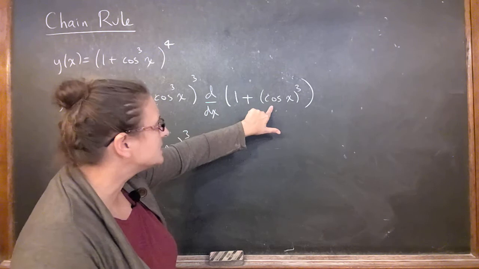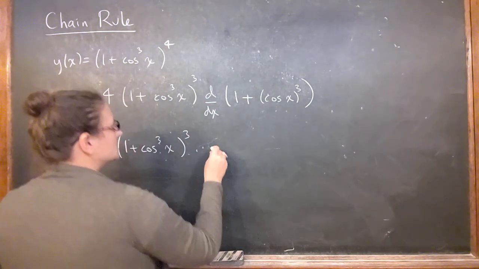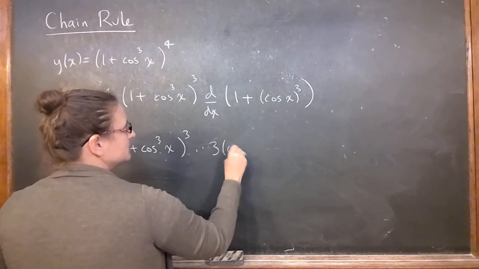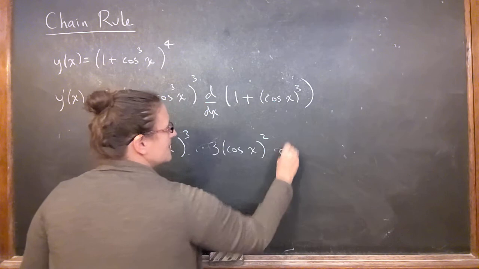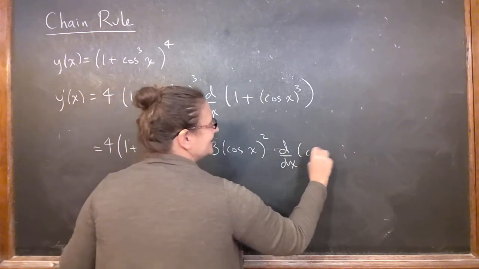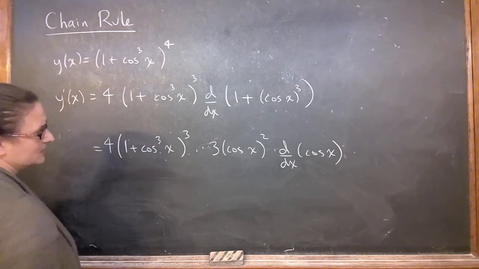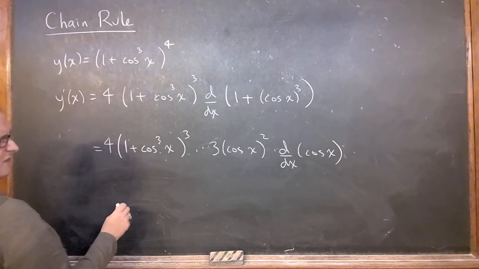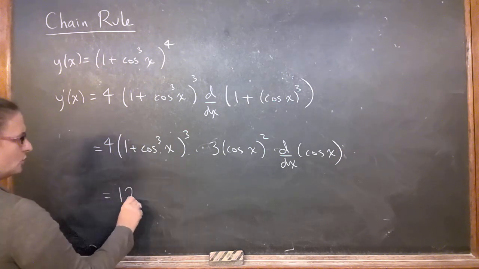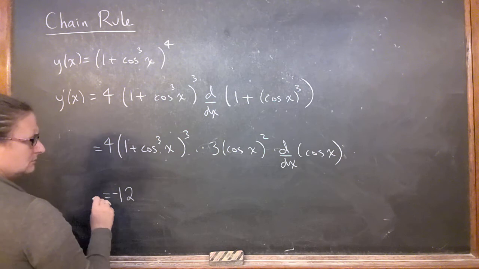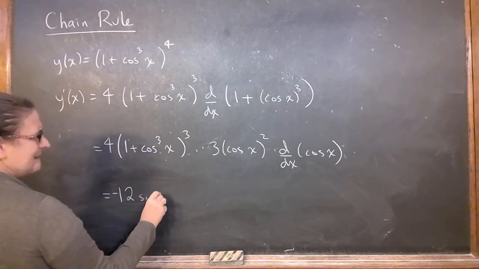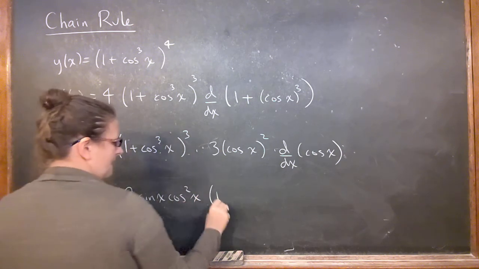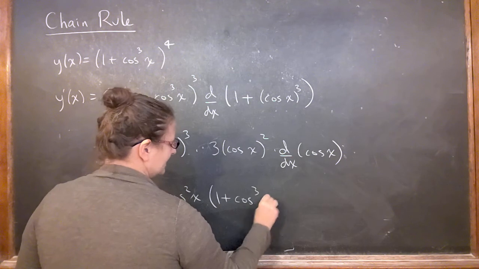The derivative of this, though, again, I have to use the chain rule. So I'm going to have 0 plus, I'm not going to write it, 3 times the cosine of x quantity squared times the derivative of what's inside the parentheses, which is cosine of x. So I don't want to forget that here's a chain rule as well. So when I put all this stuff together, I end up with 12. Derivative of cosine is negative sine. So negative sine x cosine squared x times 1 plus cosine cubed x cubed.